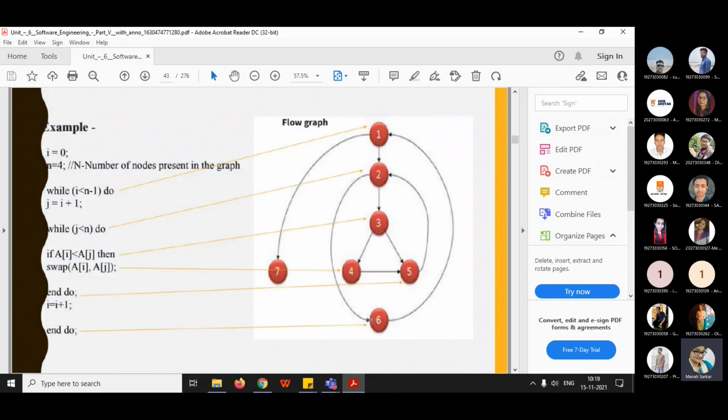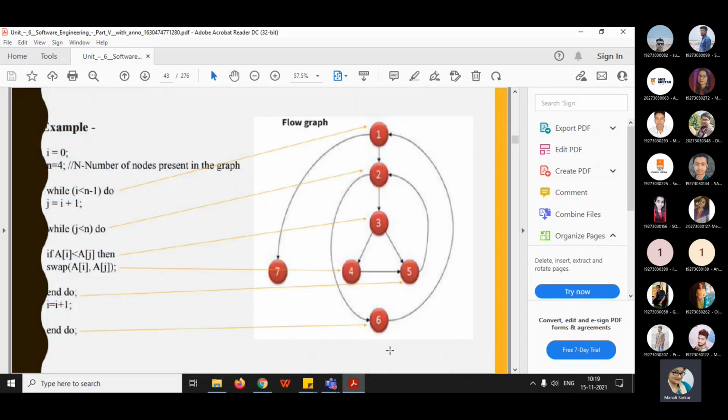After that, after doing this, it will again check the first condition, that is while i less than n.